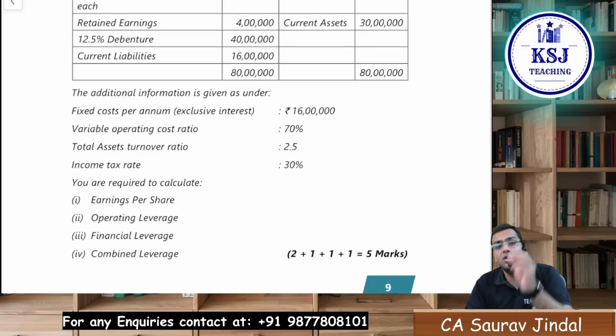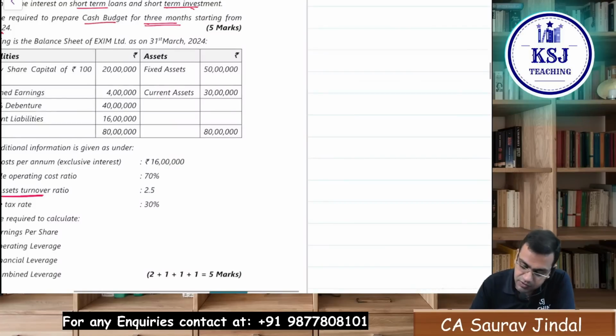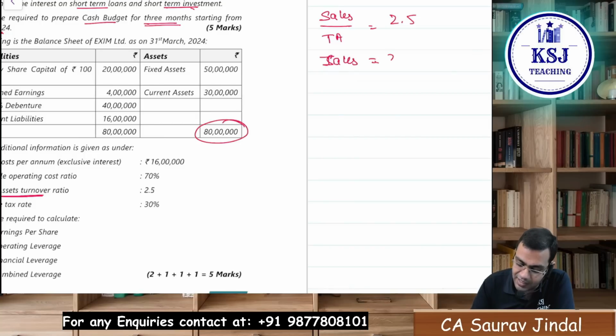This is a question from your module, sir. What will be the first step? For EPS, what is the first thing that we need? We need sales. How can we calculate sales? From this total assets turnover ratio, 2.5. So sales divided by total assets is equal to 2.5. Total assets I'm having, sales I want to calculate. Sales will be total assets of 80 lakhs multiplied by 2.5. So 80 lakhs into 2.5 comes to 2 crores.